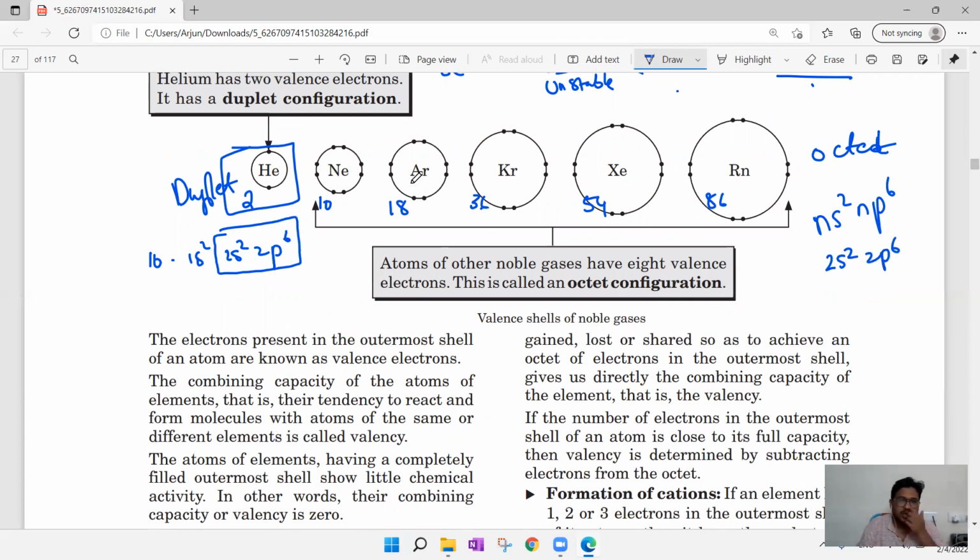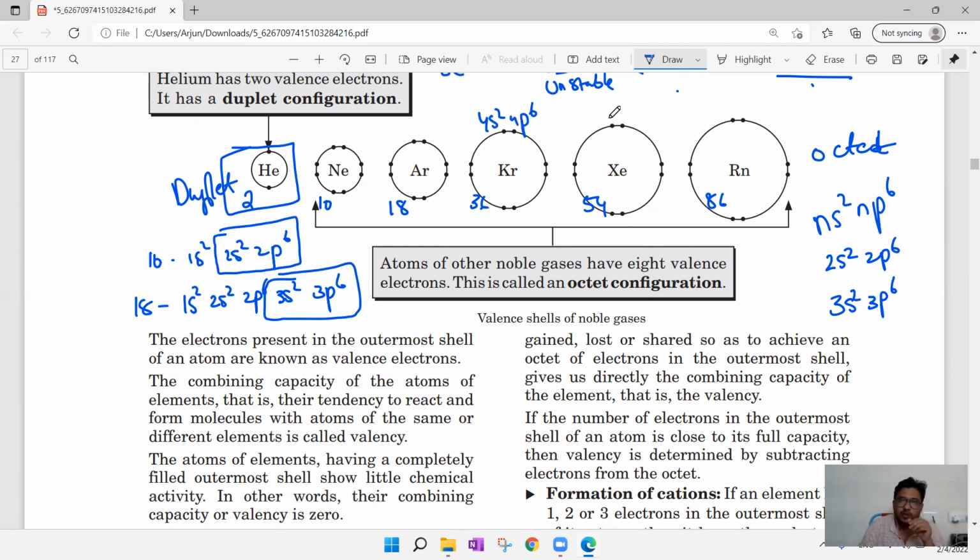Now if you see the atomic number of argon, it is 18. If you write the electronic configuration for 18, it is 1s2, 2s2, 2p6, 3s2, 3p6. Here, the outermost orbit is 3s2, 3p6, which means in place of n, if you substitute 3, it becomes 3s2, 3p6. In the same way, for krypton it will be 4s2, 4p6. For xenon, the outermost orbit will be 5s2, 5p6. For radon, the outermost orbit will be 6s2, 6p6. This is the outermost electronic configuration.